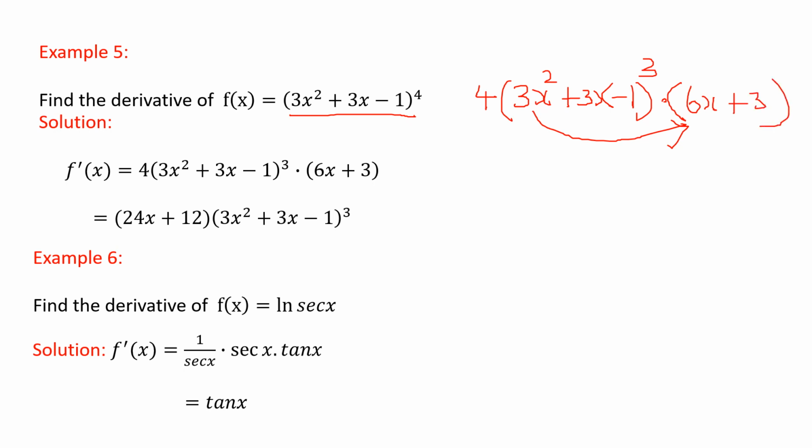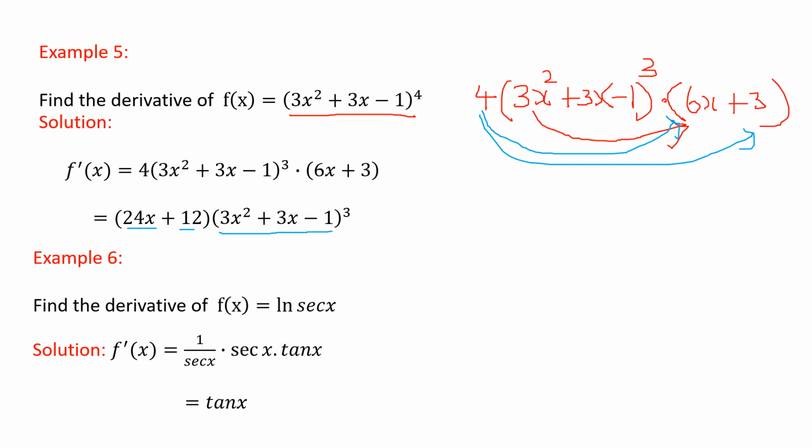Then as I told you before, if you want you can multiply this and this. So 6x times 4 will give you 24x, 4 times 3 will give you 12, followed by the remaining term (3x^2 + 3x - 1) to the power 3.